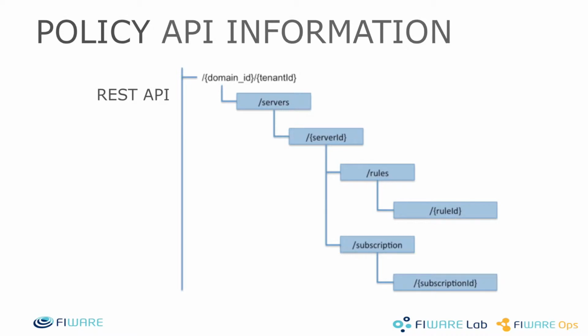This is the API information about resources that the user can invoke: servers, rules, and subscriptions. If we get servers, we will get all servers registered in the tenant. If we get a server, we get all created rules and subscriptions for that server. Rule ID returns information about that specific rule, and subscription ID should return the URL of the subscription and context broker subscription ID.